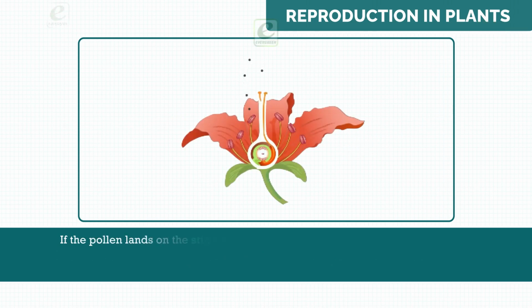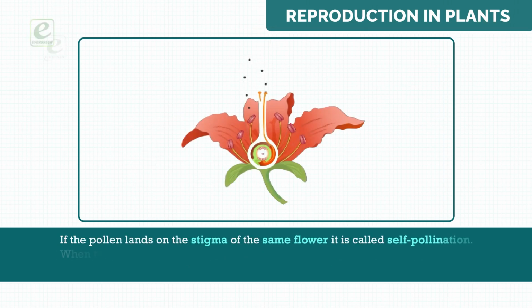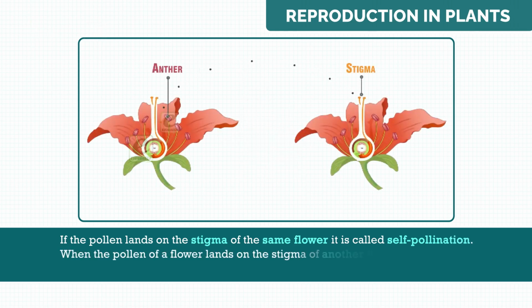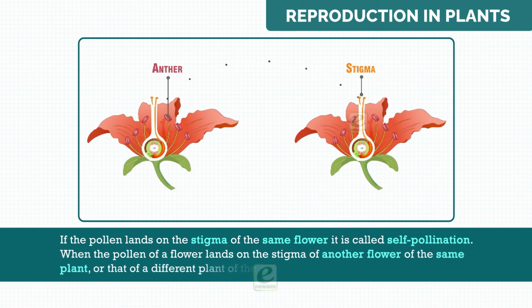If the pollen lands on the stigma of the same flower, it is called self-pollination. When the pollen of a flower lands on the stigma of another flower of the same plant or that of a different plant of the same kind, it is called cross-pollination. Cross-pollination may occur in many ways.